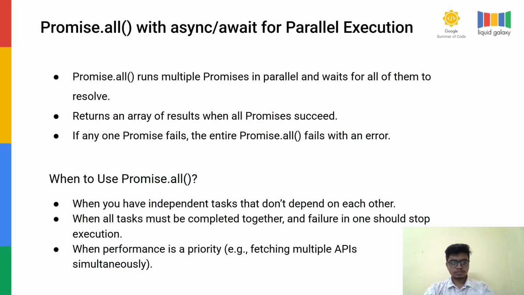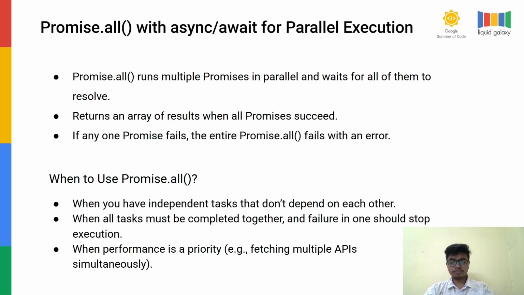Okay, and if any one of the promises fails, the entire promise.all will fail with an error. So suppose we have given 10 promises to this promise.all method. Now, if any one of the promises got failed, means got rejected, then the entire promise.all will fail with an error.